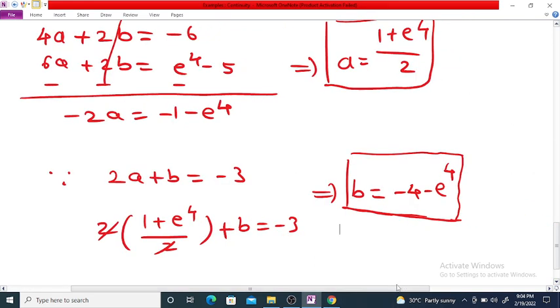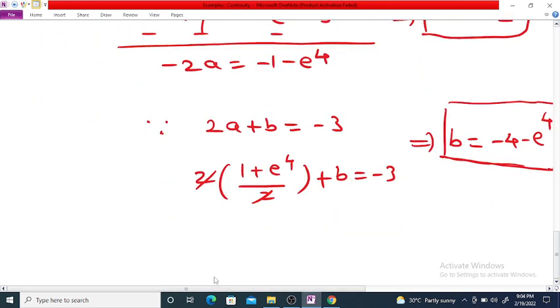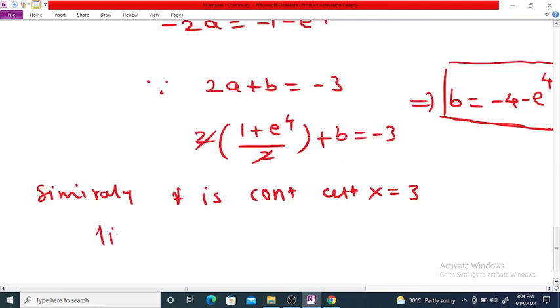B is equal to minus 4 minus e raised to 4. Now next, the function is also continuous at x is equal to 3. Similarly, f is continuous at x is equal to 3. This implies limit x tends to 3 plus of f of x is equal to limit x tends to 3 minus of f of x.